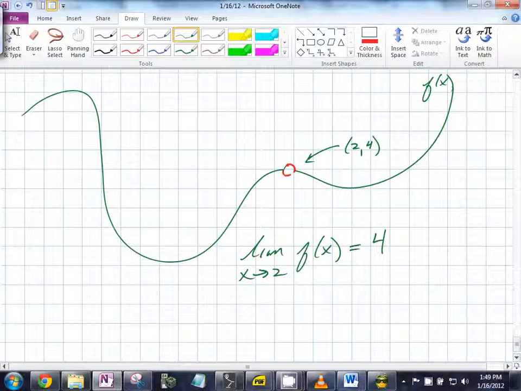Here's a bug traveling along this function value. You see the bug right here? As the bug gets infinitely close to the x value of 2, what's the y value you get infinitely close to? 4. Same bug over here. What's the y value you're going to get infinitely close to? 4. Does it matter where this point is? No, it does not. It can get infinitely close to a y value of 4, so the limit is said to be 4. It does not matter where the function value is.